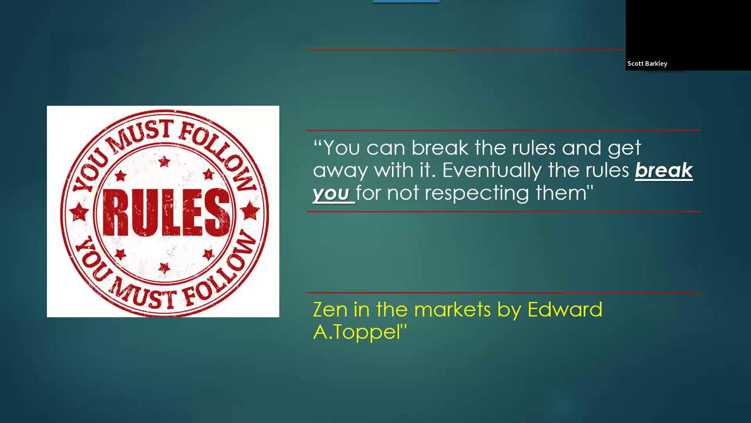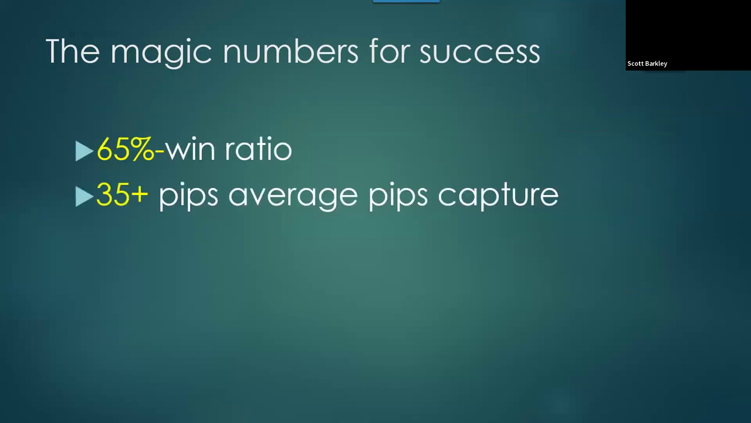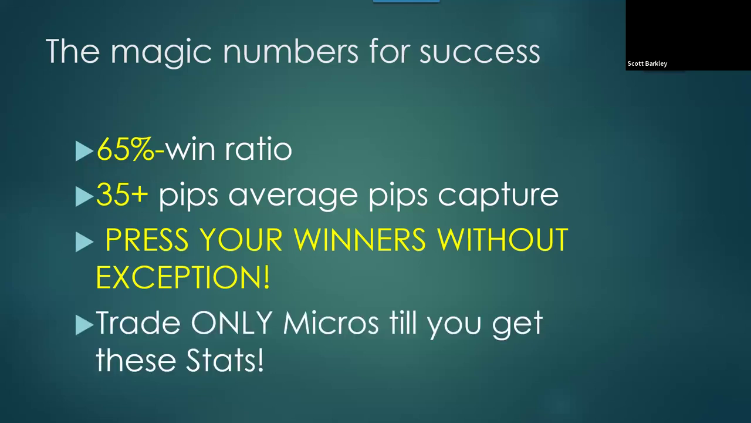You can break the rules and get away with it, but eventually the rules will break you for not respecting them. The magic numbers for success are a 65% win ratio, which means you lose 35 out of 100 trades, and a 35-plus pip average pip capture. And the only way to do that is to press your winners without exception. So trade only micros till you get to those stats.